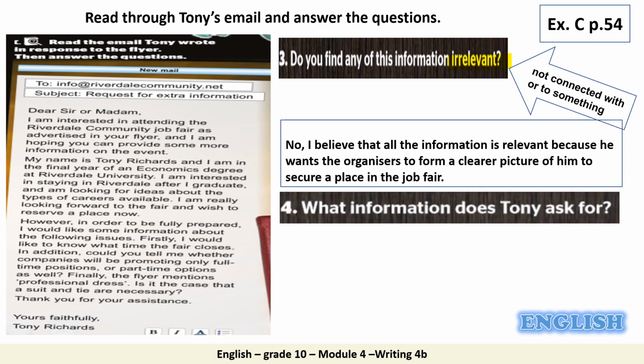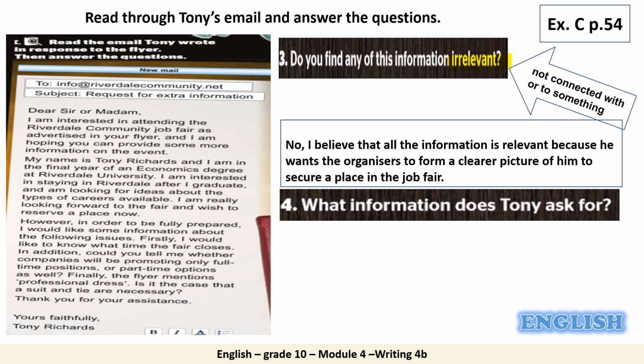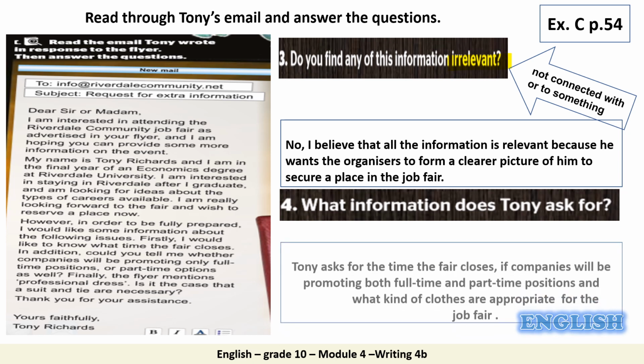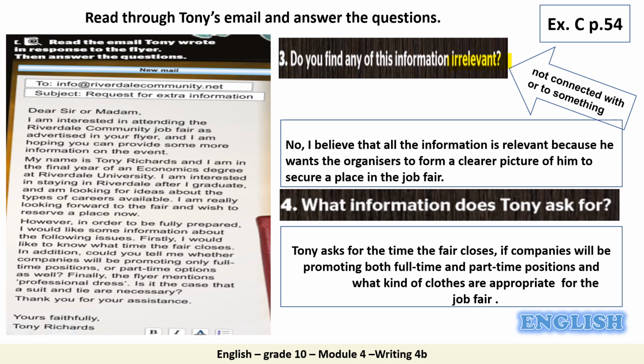Question 4. What information does Tony ask for? Pause, figure it out, and let's check your answer. The answer is, Tony asked for the time the fair closes, if companies will be promoting both full-time and part-time positions, and what kind of clothes are appropriate for the job fair.